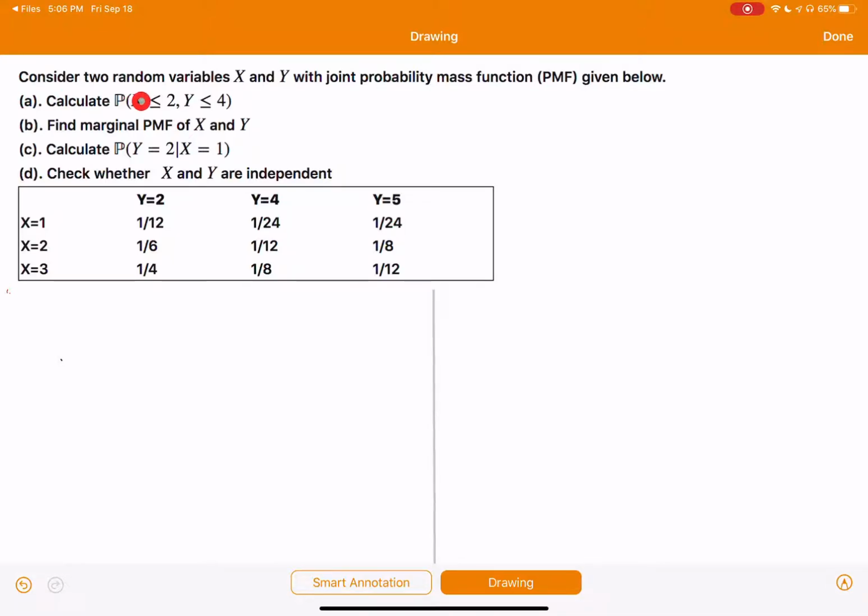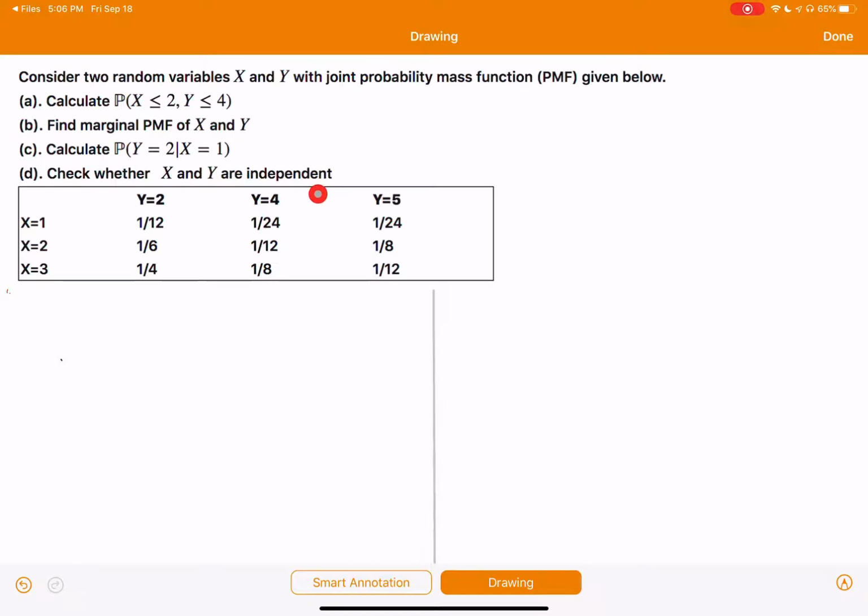Consider two random variables, x and y, with a joint probability mass function given below. So here's the table. For example, the probability of x equals 1, y equals 4 is 1 over 24. We have 4 questions here: calculate the probability of this, find the marginal probability mass function for x and y, calculate the conditional probability, and check whether x and y are independent.